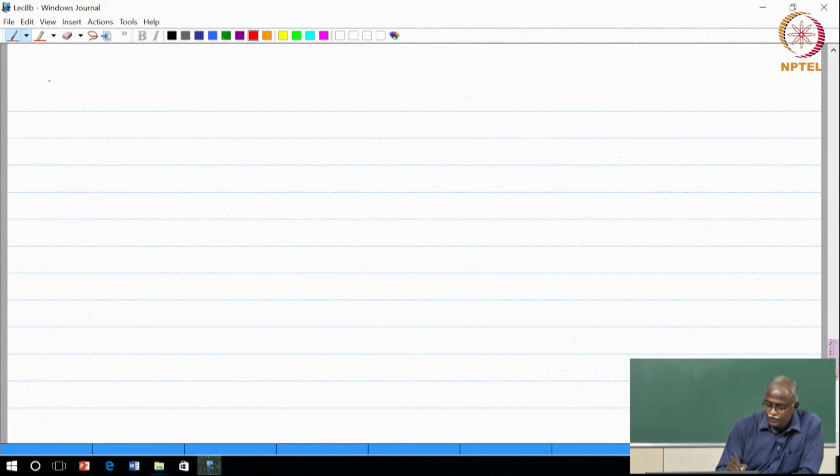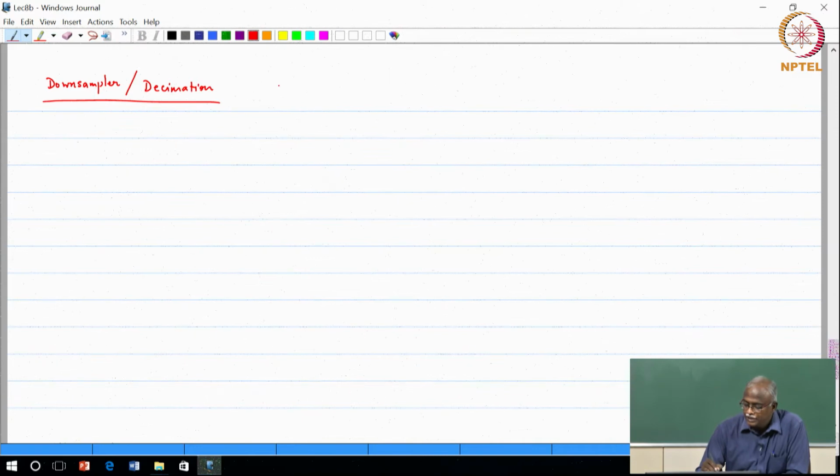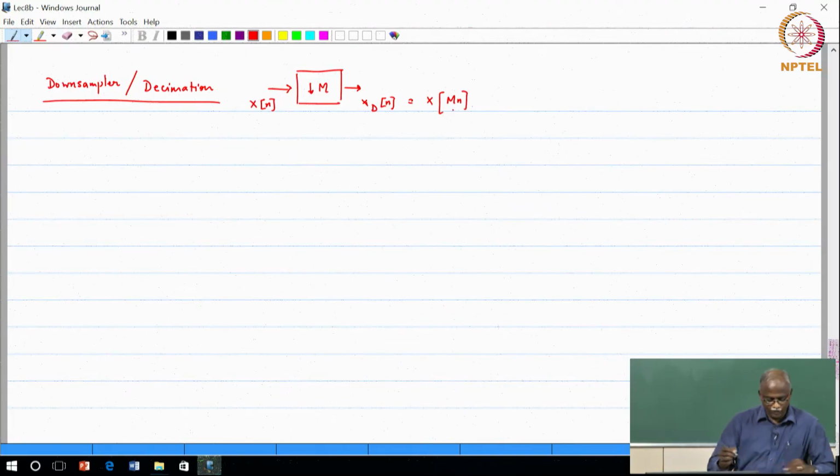So the downsampler is the opposite of the upsampler, and decimation is the opposite of interpolation. We will just call it either a downsampler or a decimator. The notation that we follow is a box with a down arrow with value equal to M. If this is x of n, we call this xd of n, that is equal to x of Mn. This we have already looked at in the time scaling part, so nothing new or difficult in this one.